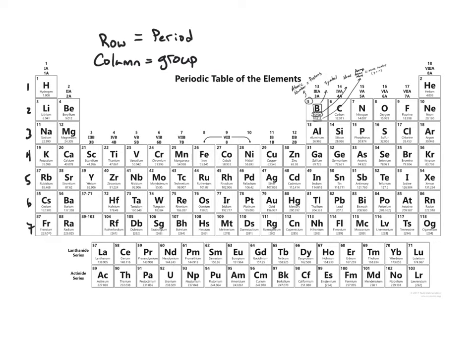Let's try one more. What element is in period 5, group 17? So you go down to the 5th period, and if I know 18 is the end, then one inside group 18 must be group 17, that is iodine. So it's very important that you know the difference between a group and a period on the periodic table.